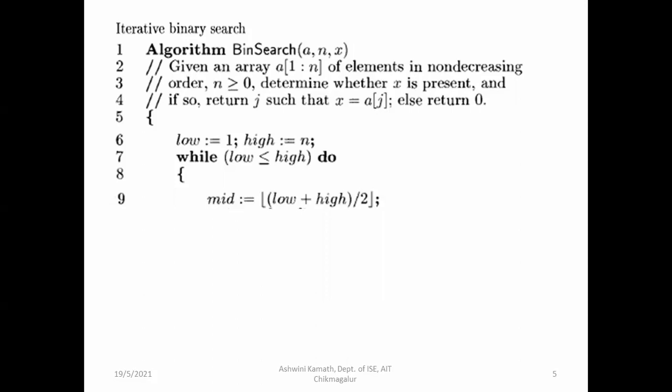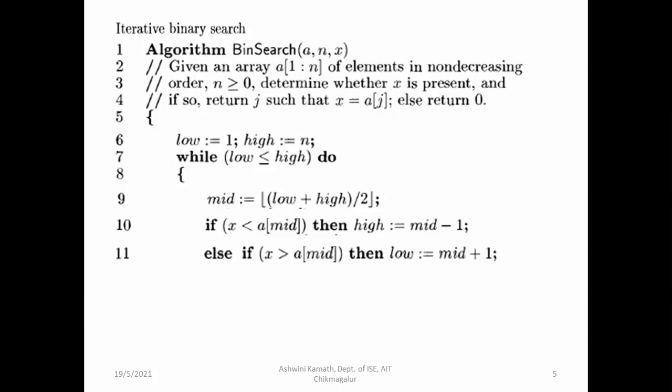Find the mid position. Then if x is less than a of mid, it means the element to be searched is on the left side. So change the value of the last index: high is equal to mid minus 1. So you have to check from 1 to mid minus 1. If x is greater than a of mid, then you have to change the low value. You have to check from mid plus 1 to high.